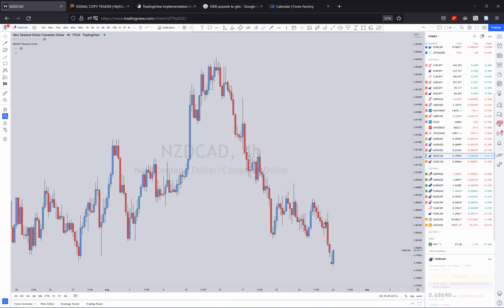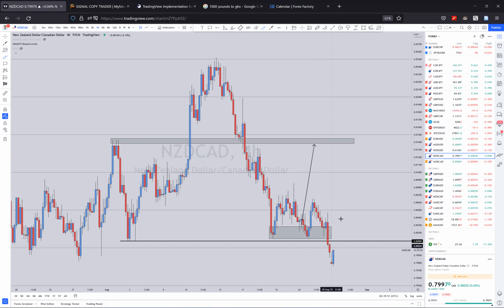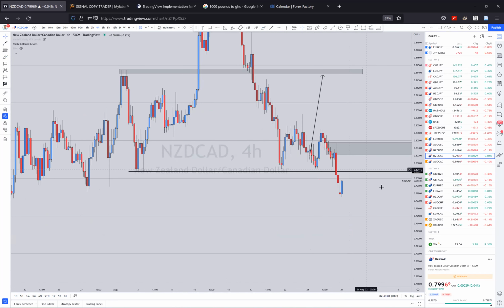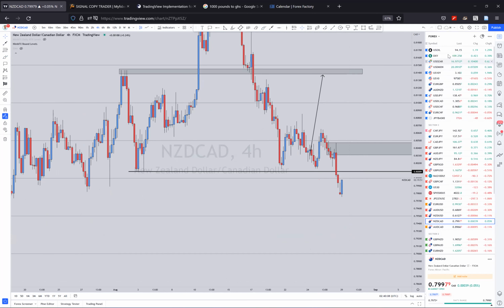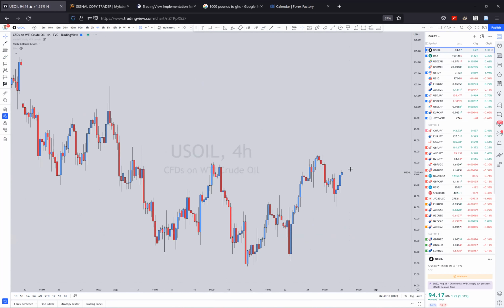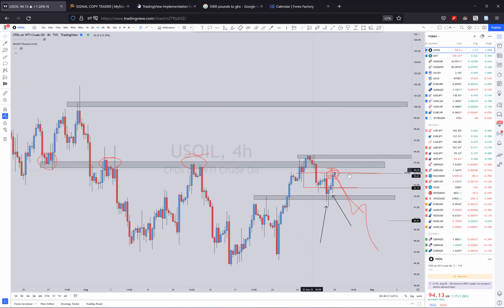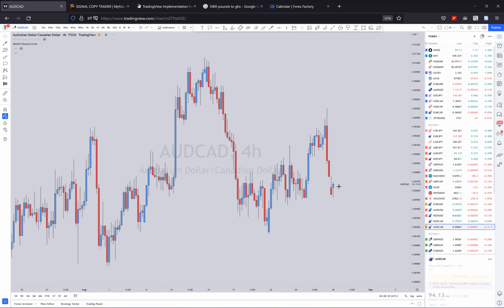NZD/CAD is most likely, right? We already have that push coming in already. So keeping an eye on this level here. If we get a pullback into this level, we'll get price pushing to the downside. I don't know what is happening with the US oil. Well, price is still sitting around the same level. So yeah, would expect the same thing for AUD/CAD as well.